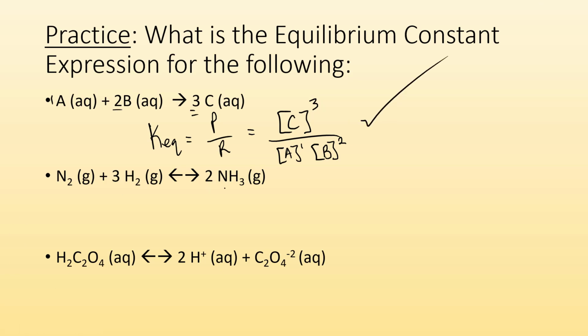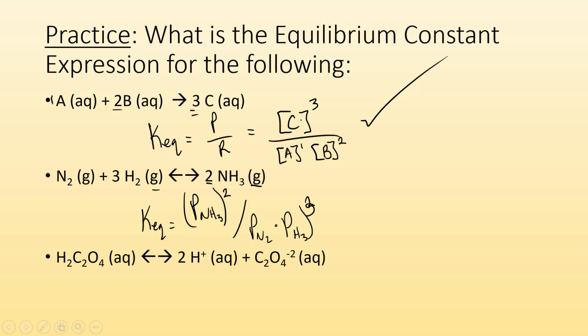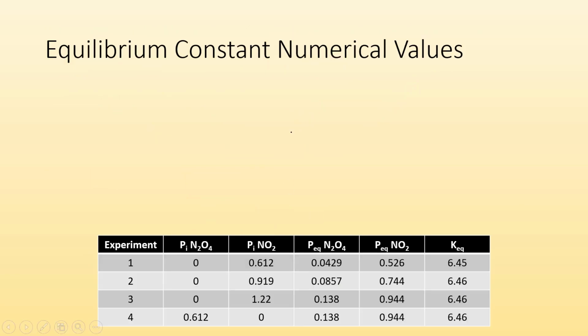For the second one, this time we got gases. So it's going to look a little different. KEQ is going to equal the pressure of NH3 squared, because of this 2, all over the pressure of N2 times the pressure of H2. And that pressure of H2 is cubed, because of the 3 in front of the H2.